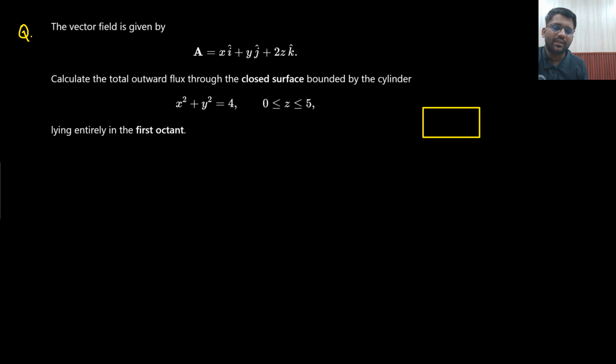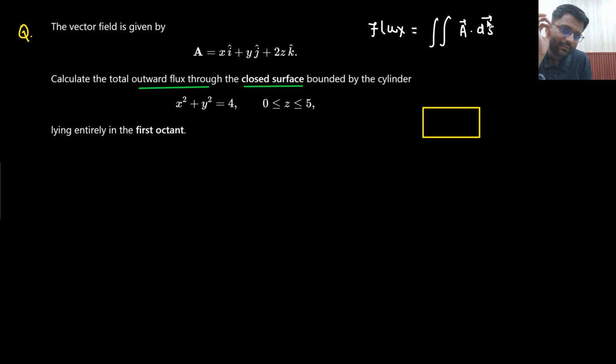Next question, this time it is a closed surface. First of all, closed surface. Second, they are asking flux. What is the meaning of flux? If they are giving you a vector field and they are asking you flux, then flux simply means A dot ds. That's it. Now through the closed surface they are asking, that means I will close it. Since it is written closed surface, I will use the closed surface here.